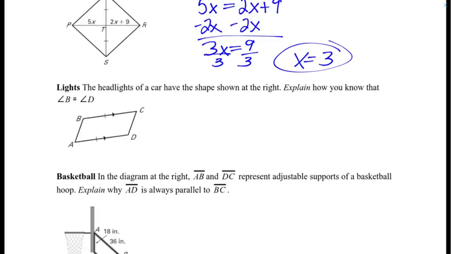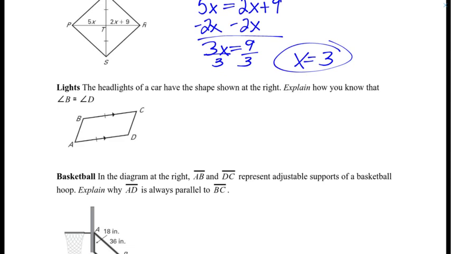Next example is taking a look at a rough diagram of some headlights of a car. So we see that they have this shape here shown. We want to explain how we know that angle B is congruent to angle D. So we can't just say that opposite angles are congruent because, first of all, we don't know that it's a parallelogram. So we first of all need to determine that.